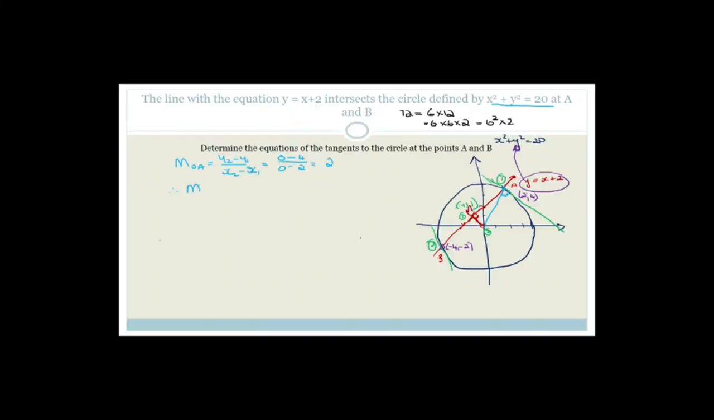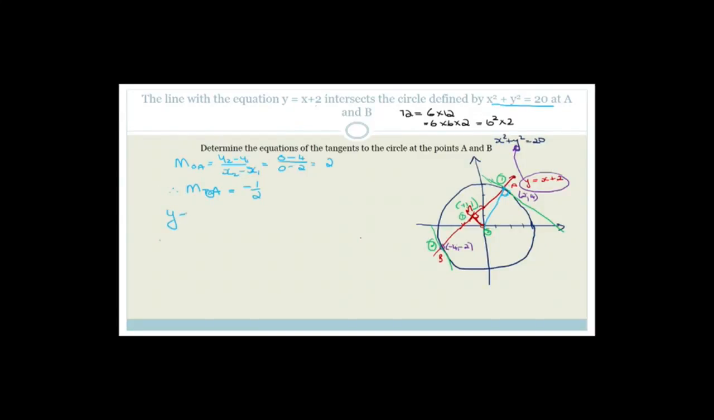Therefore, the gradient of the tangent at A is going to be negative 1/2. Remember what I said to you, just flip it and times by minus 1. So now we know the gradient of this is minus 1/2. Now we need to find the equation.